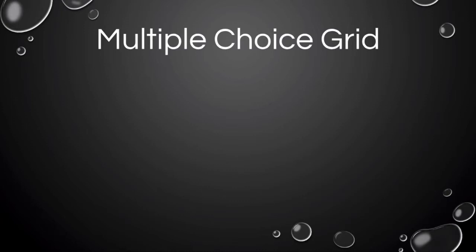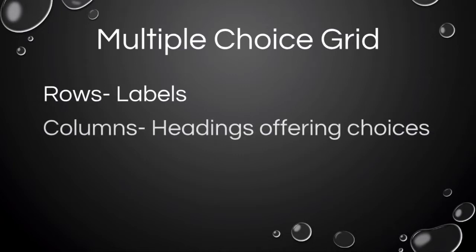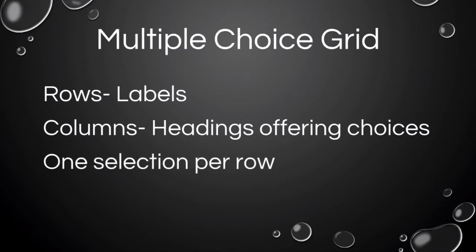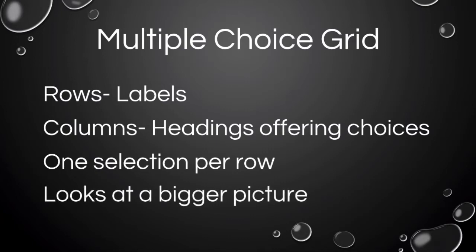Multiple choice grid. In the rows, you're going to place labels. The columns are going to be the headings that are offering the choices. In multiple choice grid, just like the multiple choice option, they're only allowed one selection or one answer per row. This allows you to look at a bigger picture.